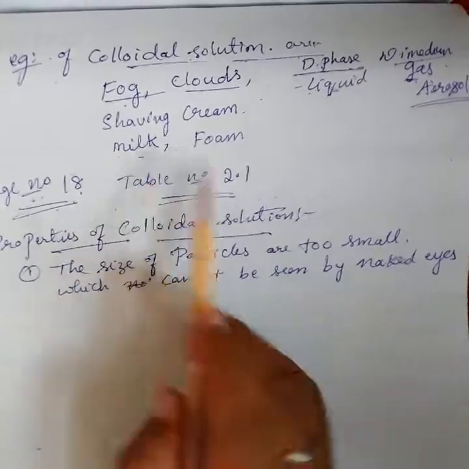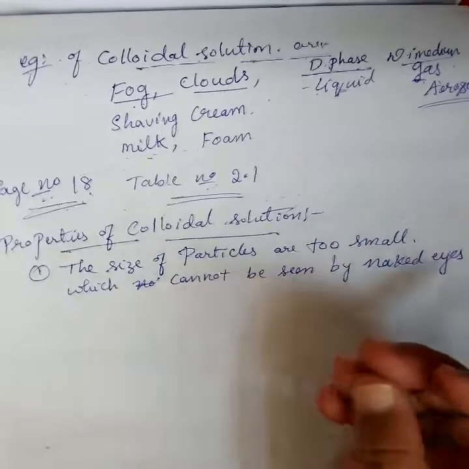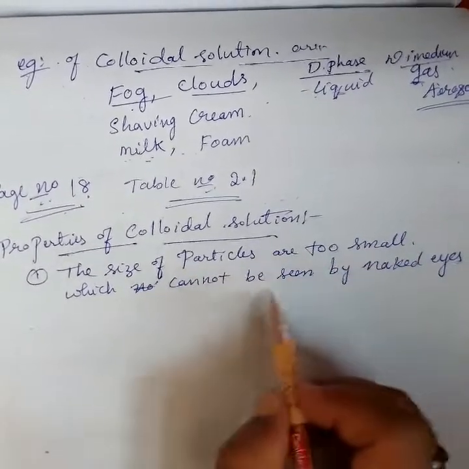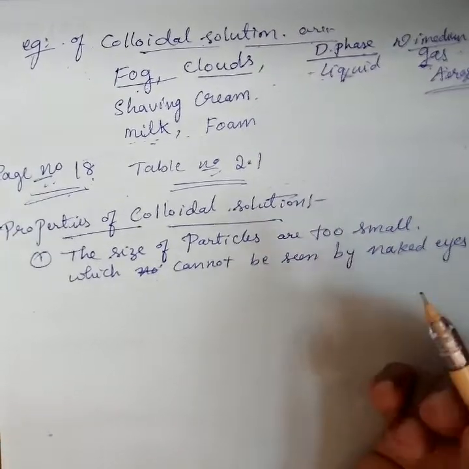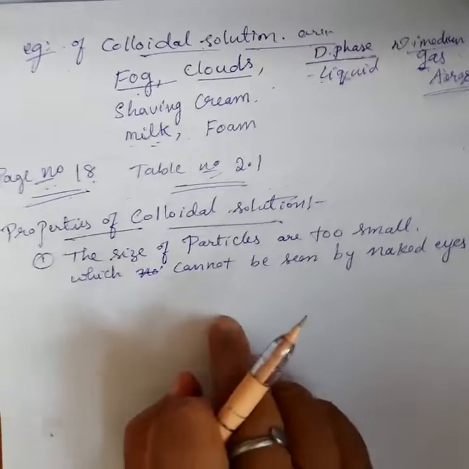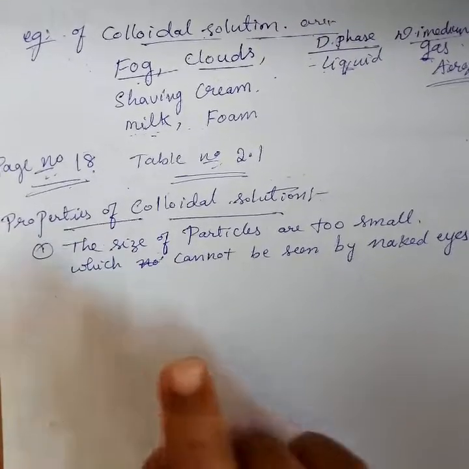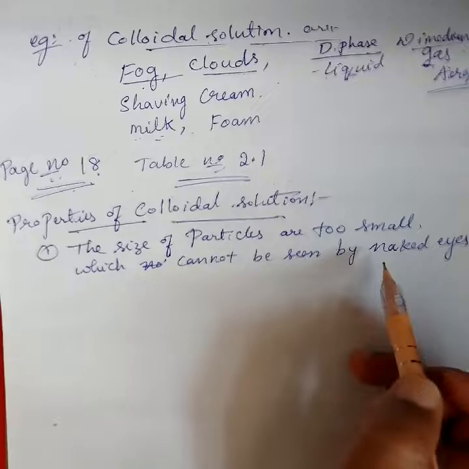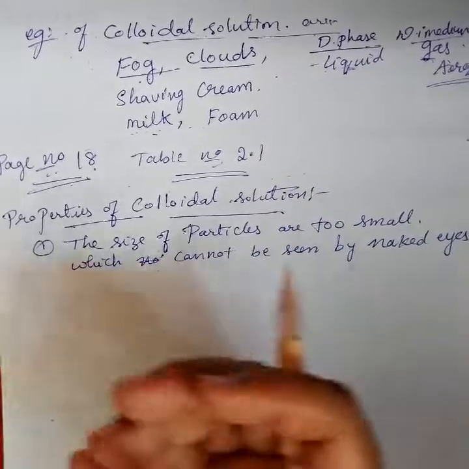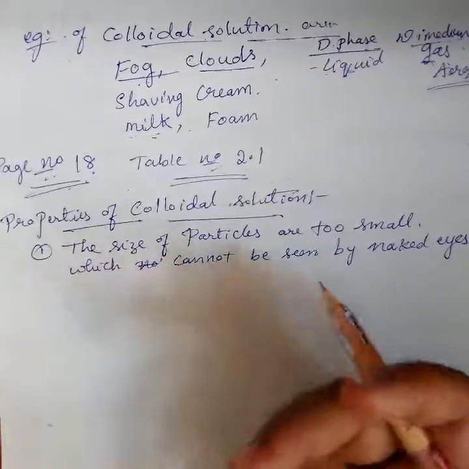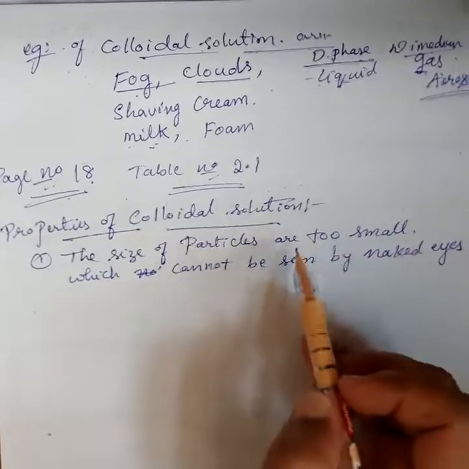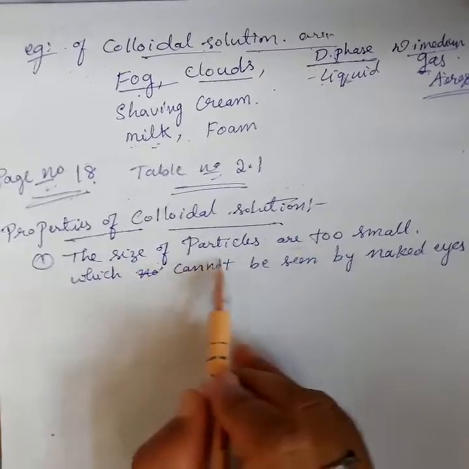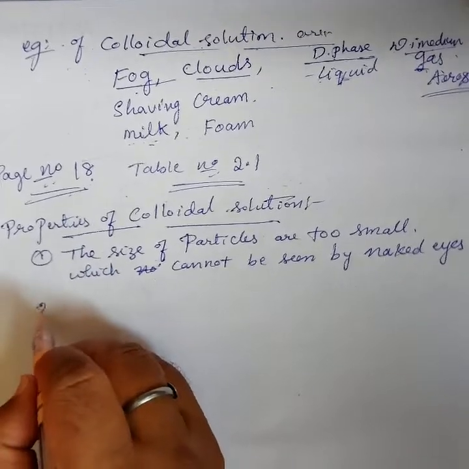Say for example, milk. We can see what is present in the milk with our naked eyes, but so many components are present in the milk, like cream. Are you seeing that cream with your naked eyes? We cannot see it. If we boil that milk, then we can see the layer of cream. So that's why the size of the particles is too small to be seen by naked eyes. This is a property of colloidal solution.